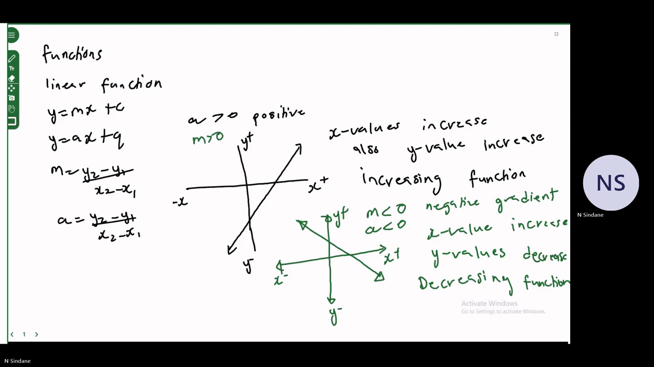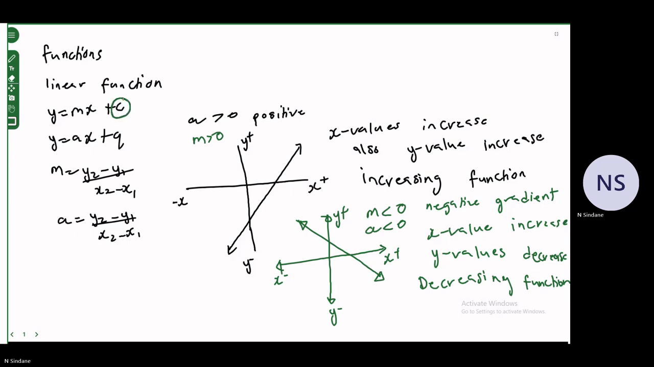So we've covered how the value of m affects your graph. When the value of m is positive, your graph will be an increasing function. When the value of m is negative, or less than 0, your graph will be decreasing. For an increasing function, the gradient is positive, greater than 0. For a decreasing function, the gradient is negative, less than 0.